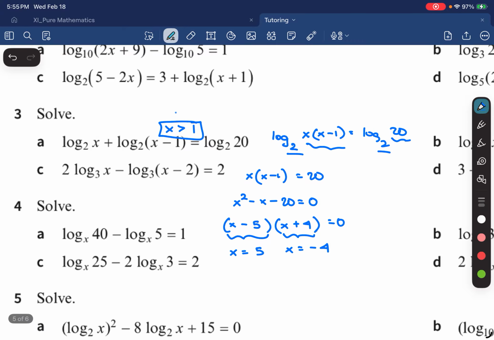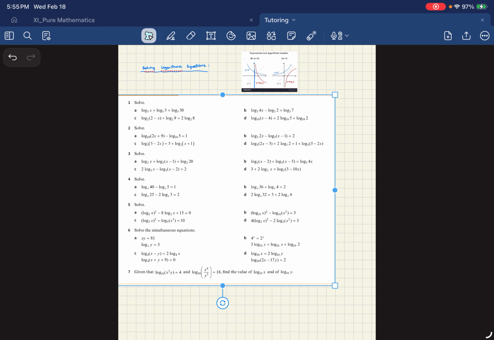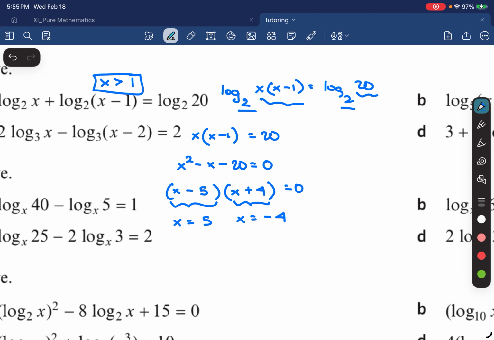So we said x is bigger than 1. If x is bigger than 1, this is not a solution. So we only have one solution, that is x equal to 5 for 3a.